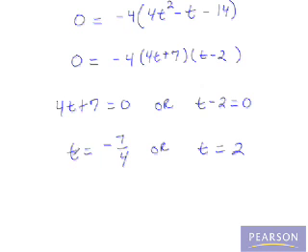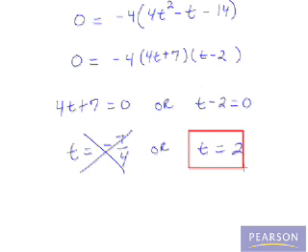Now recall that t is the number of seconds that will go by. So therefore we cannot have a negative number of seconds transpire. So we have to throw out the negative solution. Therefore the final answer to this problem is 2 seconds.